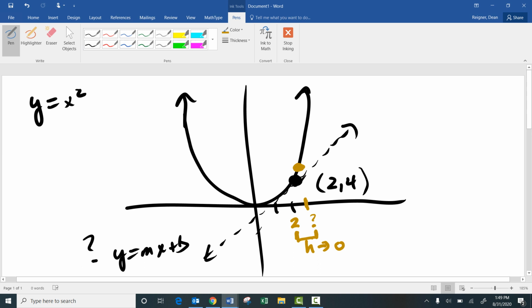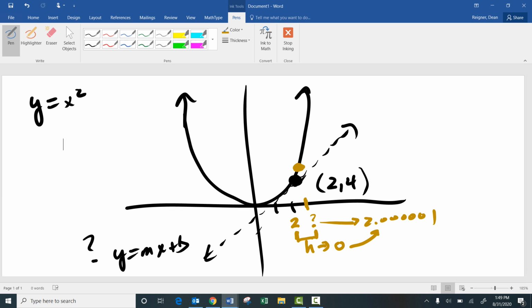So, for instance, if this x value was 2.000000001, that would be really close to 2. You can see this distance between these 2 points is really, really close to 0. So that's what we want. We want these points as close together as possible. That's what we're trying to do to figure out the slope. Then once we have the slope, we just plug this 2, 4 into our equation with the slope, and then we get the b, the y-intercept.